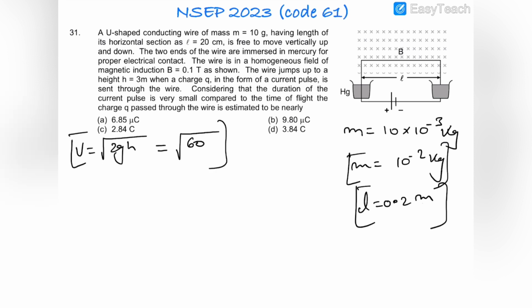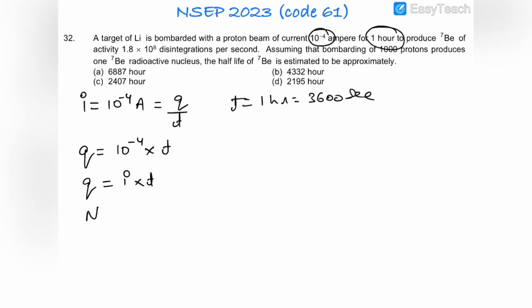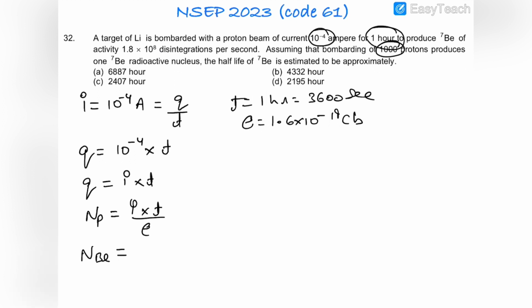Okay, this is velocity, and we know that the number of protons bombarded is I T by E, where E is the charge of one proton, which is 1.6 × 10^-19 coulomb. And the efficiency of producing the beryllium is 1000 protons per beryllium. So the number of beryllium nuclei produced is the number of protons bombarded divided by 1000. So N of beryllium is equal to I T by E into 1000.